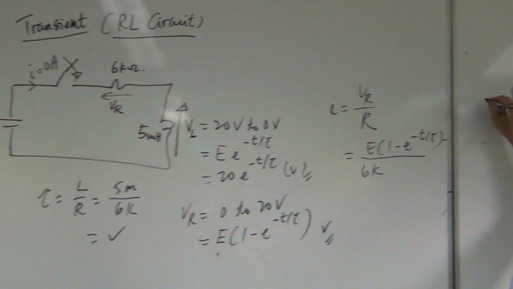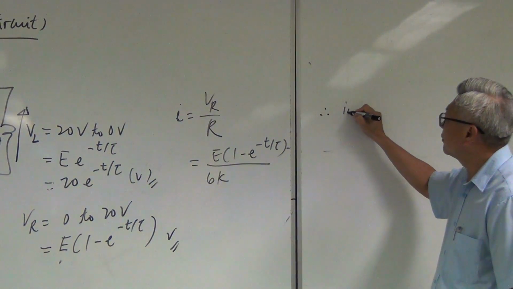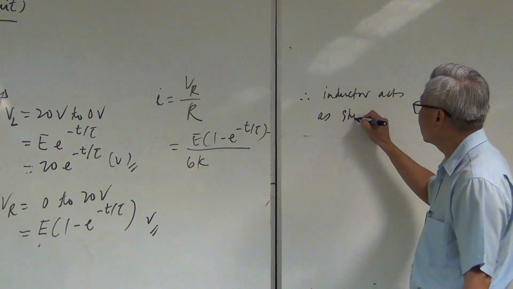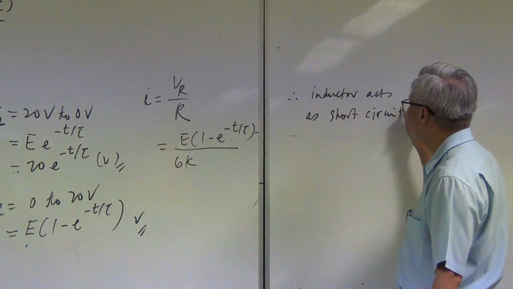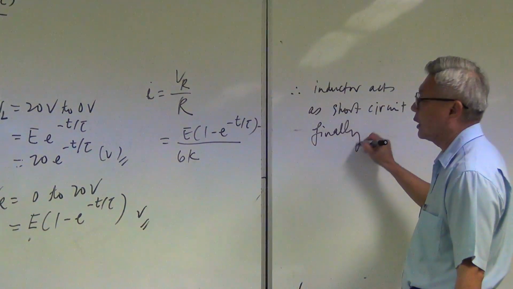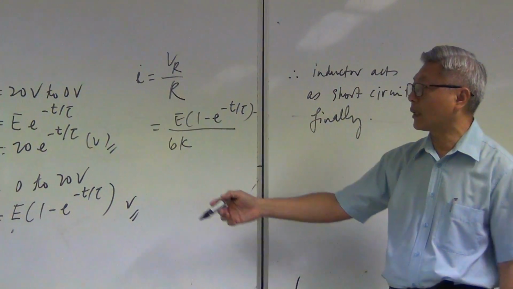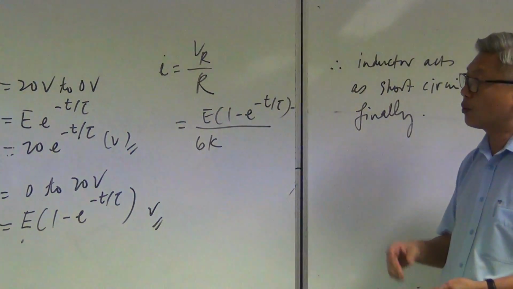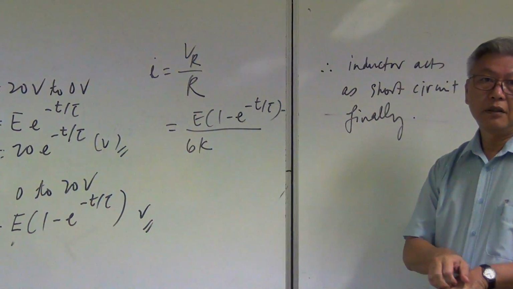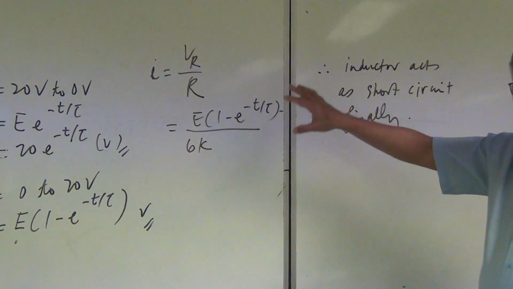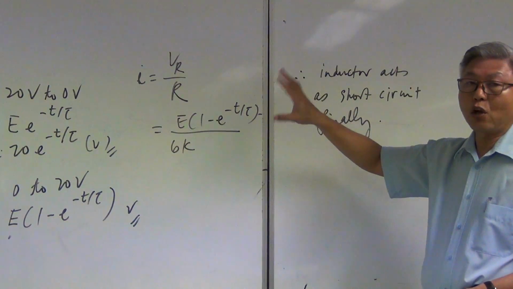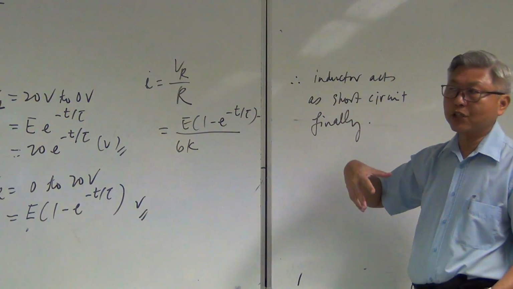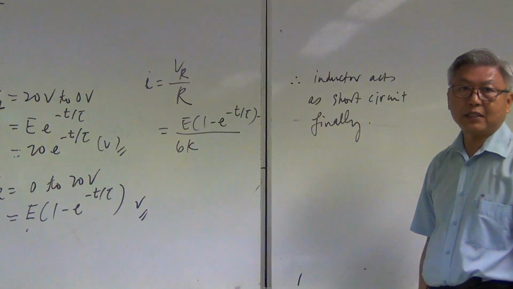And that is why we say inductor acts as short circuit finally in the steady state, because finally the voltage across the inductor is 0 volt. 0 is just like a piece of wire. So your final, the steady state current is just 20 volt divided by the resistance. Alright, so that is the story of an inductor when it's in the storage phase, or another similar word will be charging phase. But for capacitor we use charging, but for inductor we say storage phase.